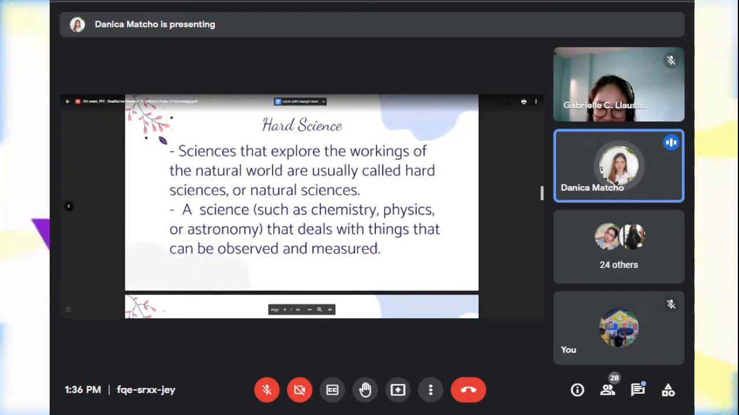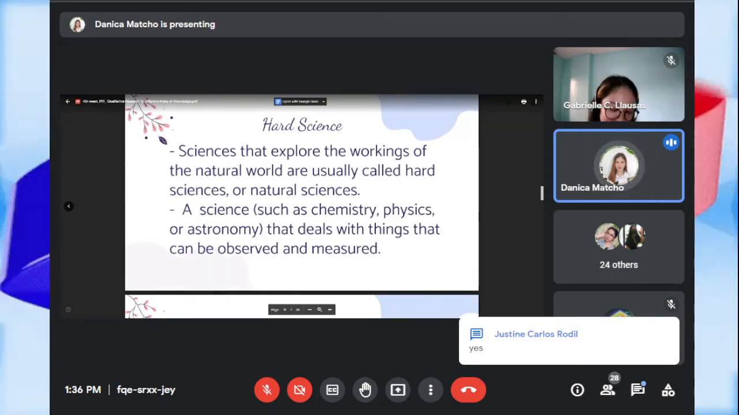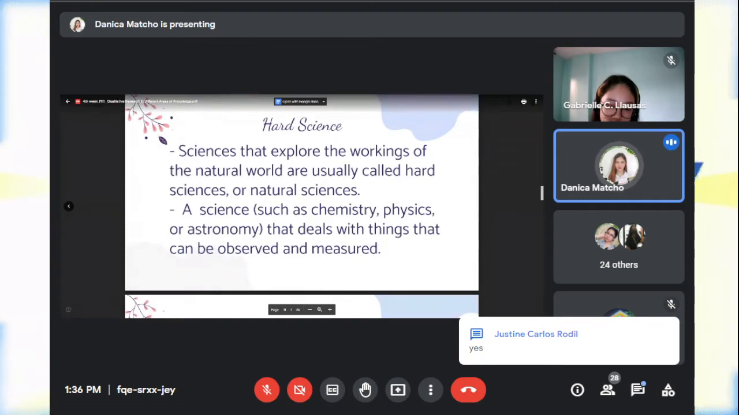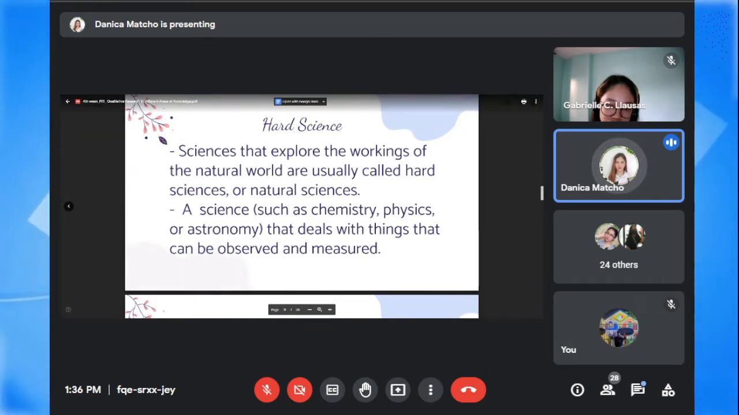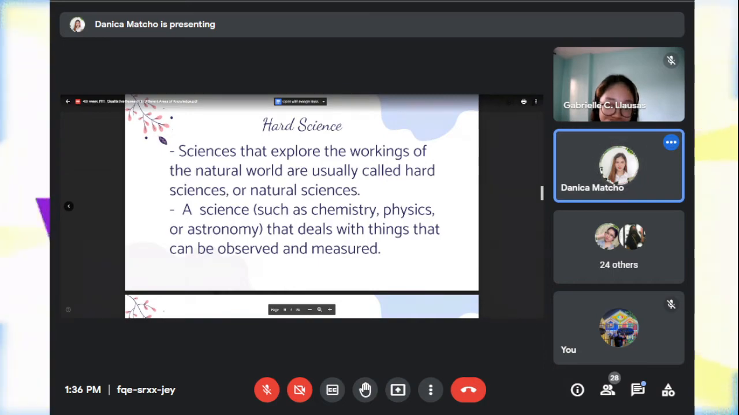Ayan. So, those are tangible things. Why? Because they can be touched, they can be observed, and they can be measured. Okay? Di ba na-measure natin yung mga bagay na yon? That's why chemistry is an example of hard sciences. Okay? Are we clear with that?